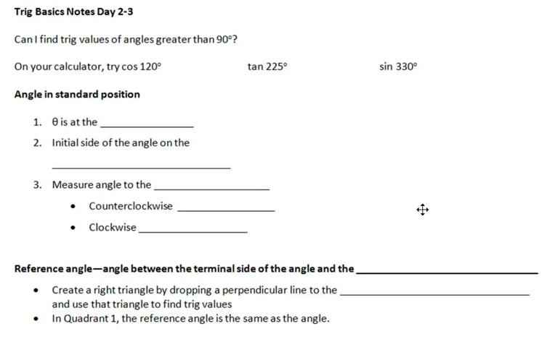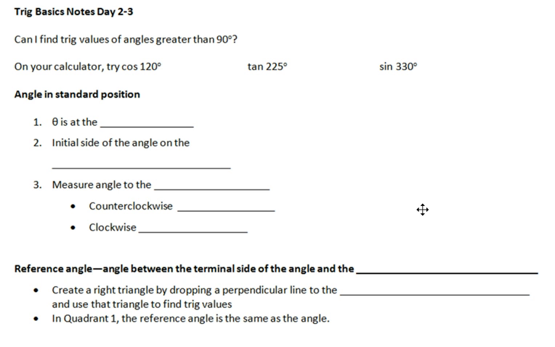Up to this point, we have been finding the sine, cosine, and tangent of right triangles, but just freestanding right triangles. But what happens if we have an angle that is not an acute angle, an angle that is greater than 90 degrees, an angle maybe that's even greater than 180 degrees? Can we find trig values of those kinds of angles?